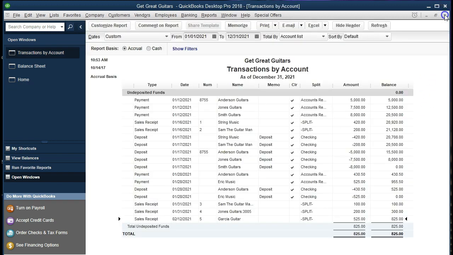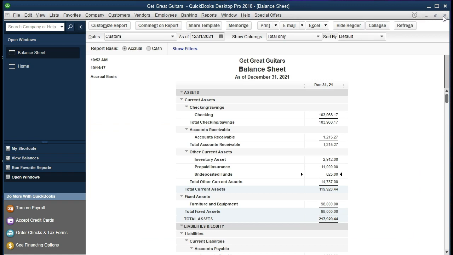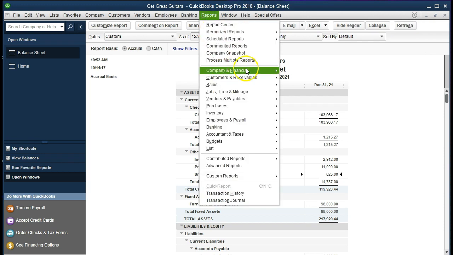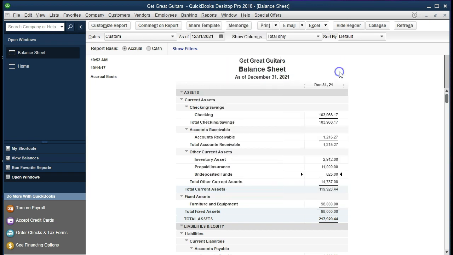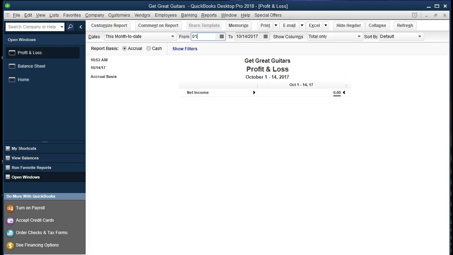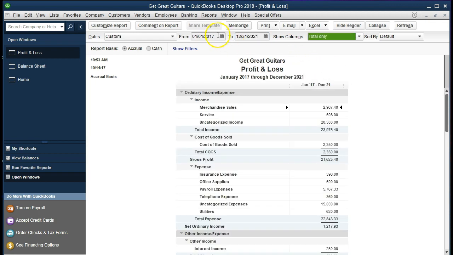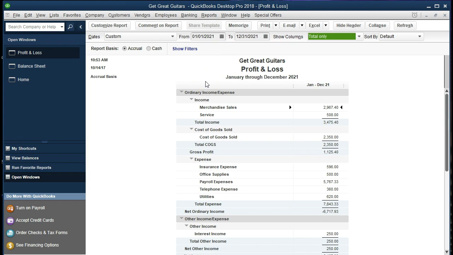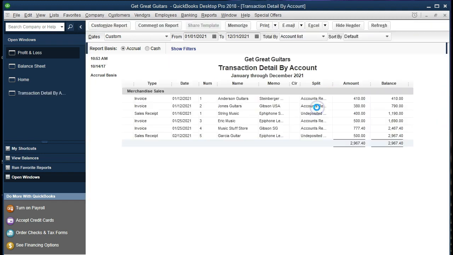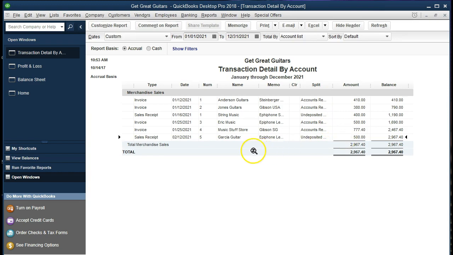If we close that out, let's go to the income statement side and see what the sales receipt was for, what the revenue was for. If we go to the reports, company and financial, profit and loss, and then change the dates from 01/01/21 to 12/31/21, I should say, not 17/21. So January 1st, 2021 to 12/31/2021, that being the year that we are working this problem in. In the merchandise sales, we should have an increase there from this transaction, from this sales receipt. Double clicking or zooming in on that, we see the 500 there for the Garcia guitars.